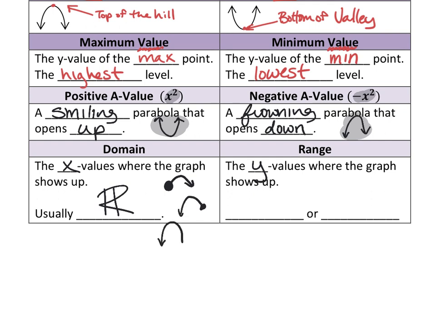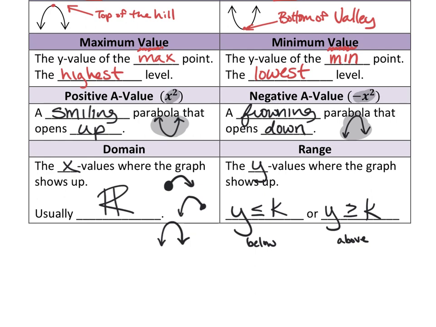Otherwise, when it's going both directions, it's all real numbers because it's never going to stop on the right or the left. But the range is going to have two options. It's either going to be all of the y values that are below the value of k from the vertex, or all the values that are above that value k of the vertex. So less than or equal to, remember, is below, and greater than or equal to is above. So is it all above the minimum point, or is it all below the maximum point?